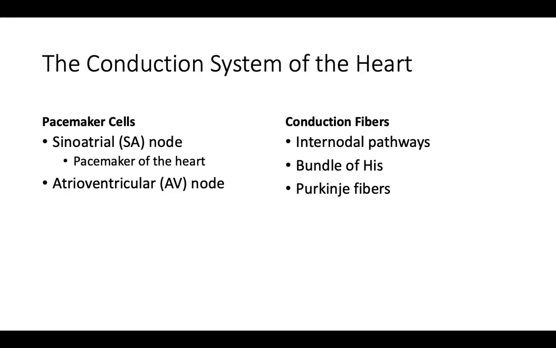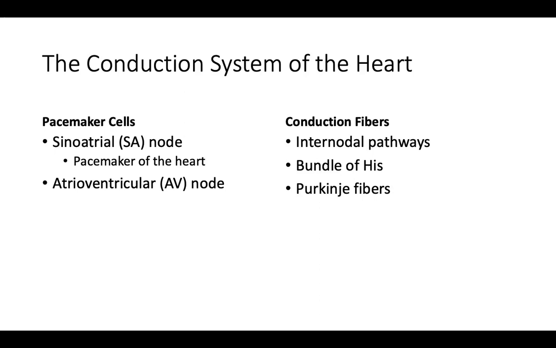These can also generate action potentials, but they're going to, as I said, do it at a slower rate. And so if the SA node is having trouble, or if there is loss of blood supply to the SA node, the AV node can certainly take over, but it's going to provide a much slower heart rate and rhythm than we see if the SA node is initiating those action potentials.